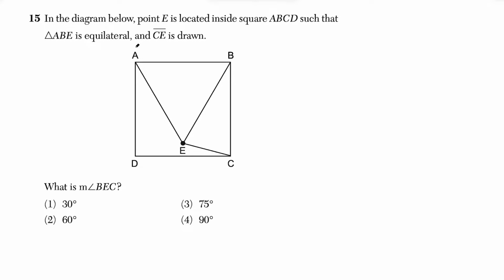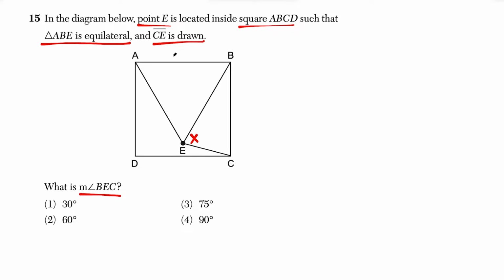Question 15, we have this diagram, and we're told that point E is located inside square ABCD such that triangle ABE is equilateral, and then we have segment CE is drawn, and we want to know what is the measure of angle BEC. So that's this angle over here, and I'll just mark it with an X so we know to solve for X. So now let's transfer the information they gave us over to the diagram.